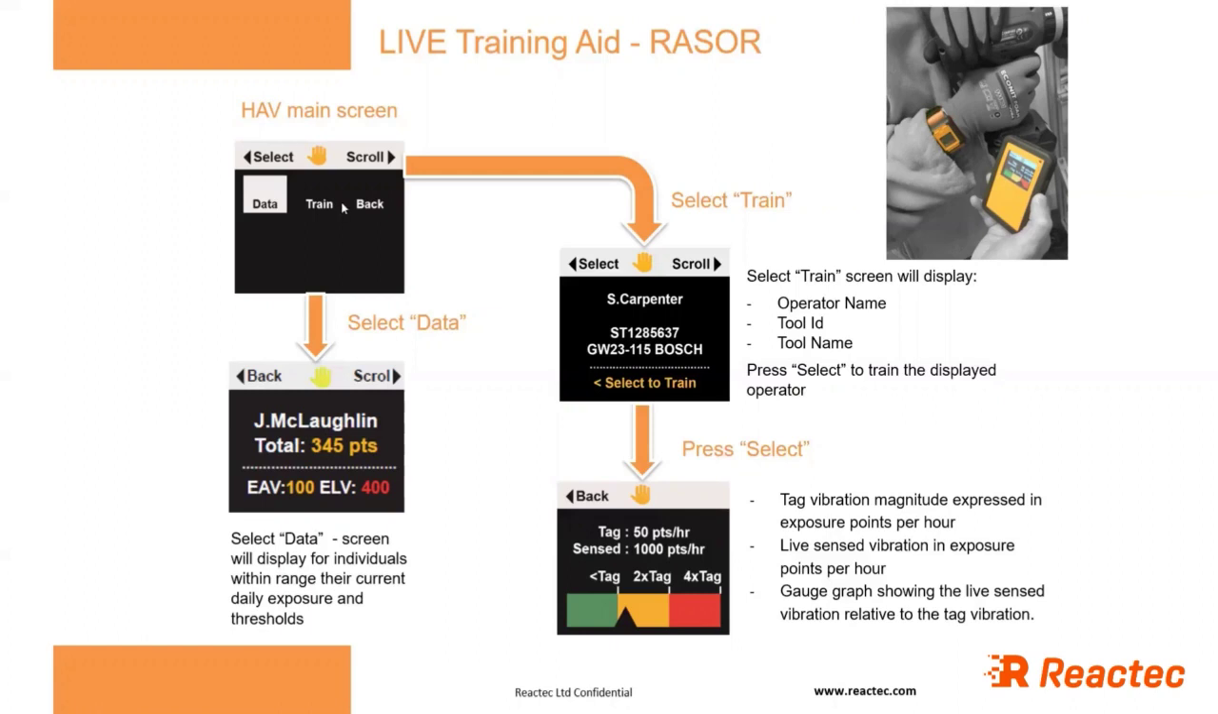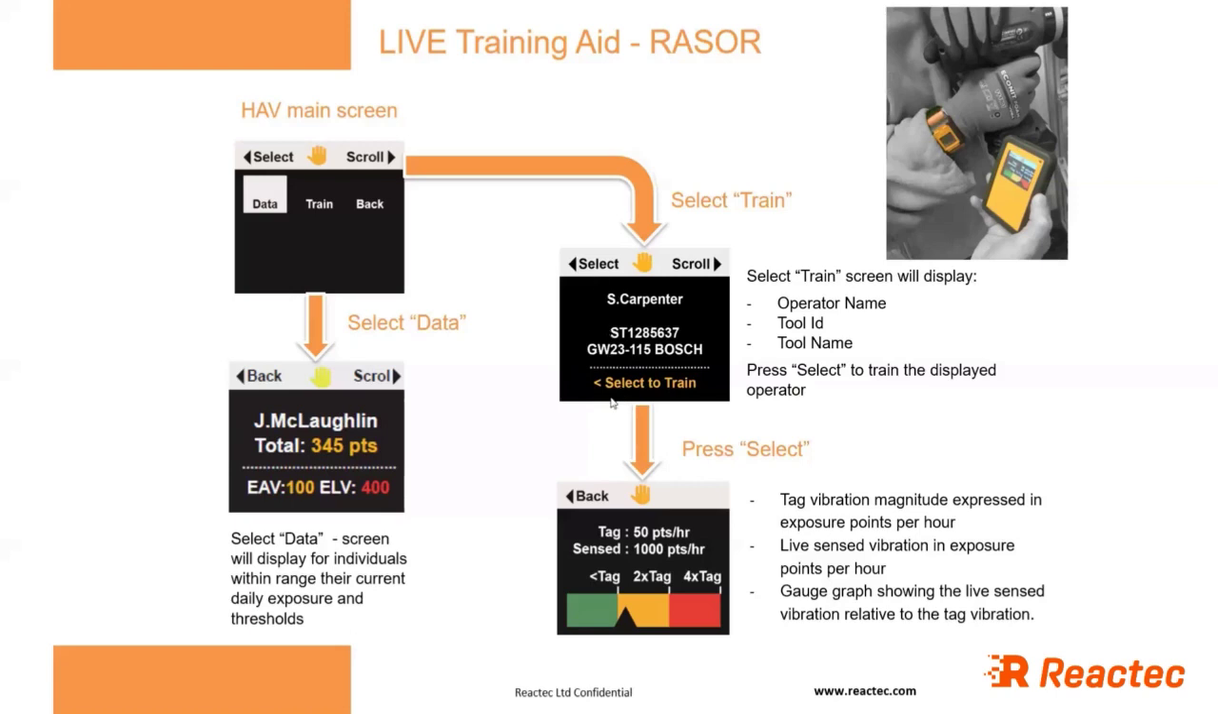If instead what you're wanting to do is to use what we call the training aid, then you scroll to training, select training, and it brings you into a menu as shown to understand, are you looking at the right person? So you'll have the person's information, you'll also have information on the last tool tag that the person connected to, and based on that tool information, that will be what gives you the information in terms of the tag vibration information.